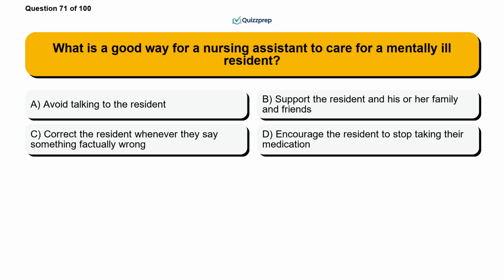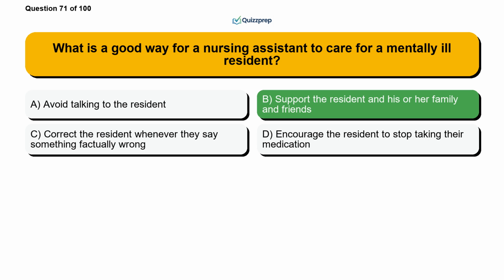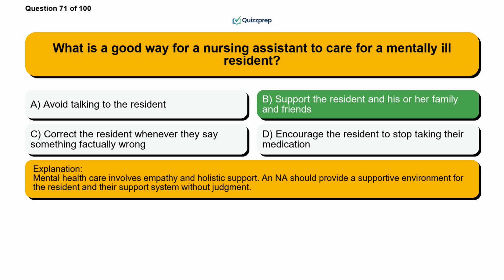Option D, encourage the resident to stop taking their medication. The correct answer is option B, support the resident and his or her family and friends. Mental health care involves empathy and holistic support, and the NA should provide a supportive environment for the resident and their support system without judgment.